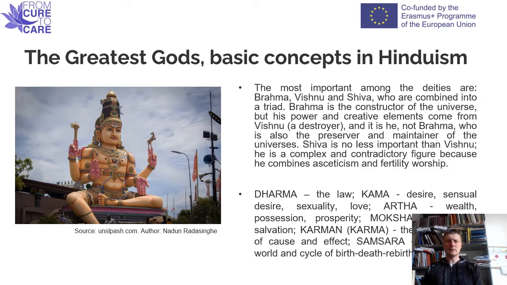As for the basic concepts, the most important among the deities are Brahma, Vishnu, and Shiva, who are combined into the triad. Brahma is a constructor of the universe, but his power and creative elements come from Vishnu, a destroyer, and it is he, not Brahma, who is also the preserver and maintainer of the universe. Shiva is not less important than Vishnu. He is a complex and contradictory figure because he combines asceticism and fertility worship.